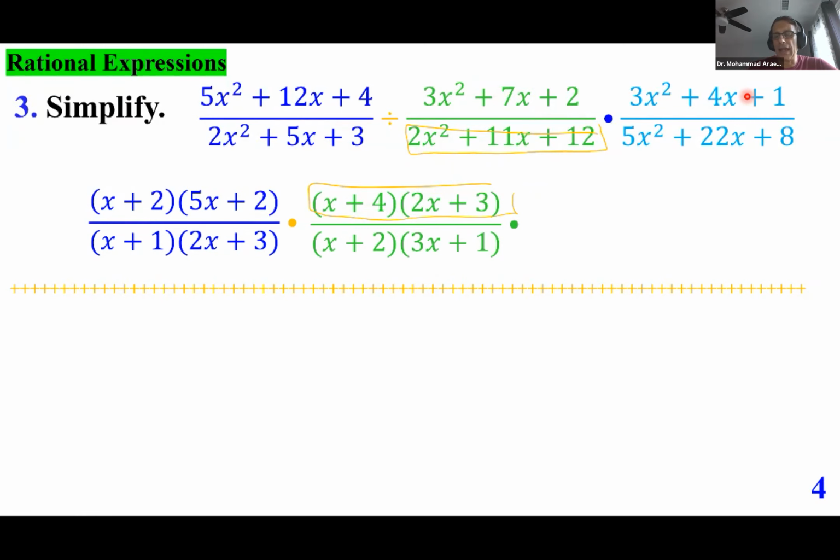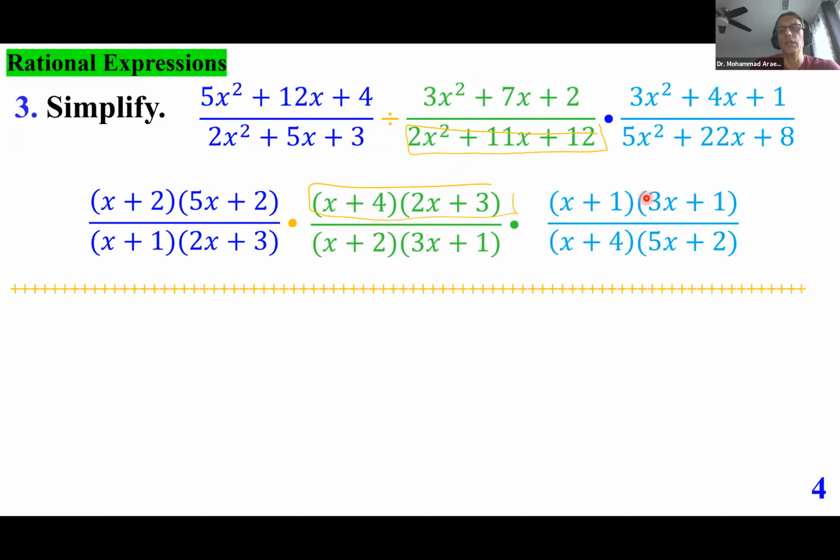you factor the last piece in the same manner. 3 is a prime number, 1 and 3. This is 1, so it's just 1 and 1, or negative 1 and negative 1, whatever works. 5 is 1 and 5. 8 is 1 and 8, or 2 times 4. 4 and 2 in this manner works because this is 20x, this is 2x, giving you 22x.